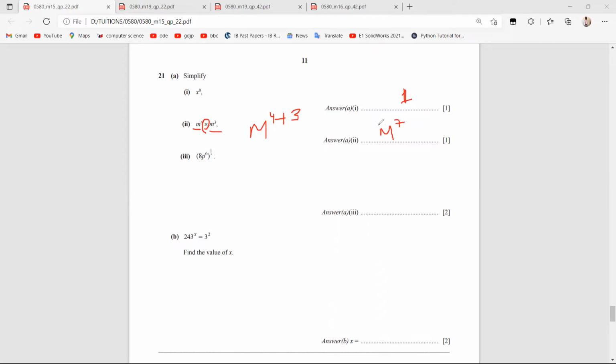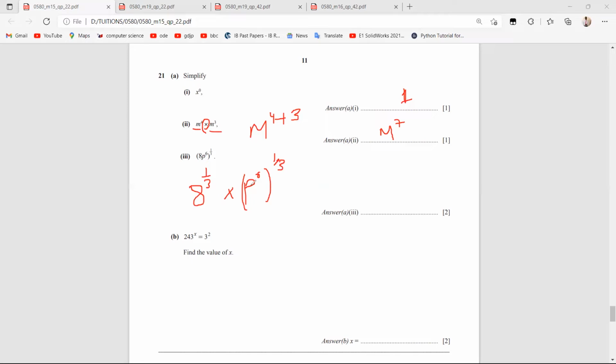In Roman 3, we have 8p power 6, and the whole bracket raised to power 1 over 3, or if you like, power a third. Now, we have to ensure that we distribute the 1 over 3 into that bracket. So we have 8 power 1 over 3 multiplied by p power 6, power 1 over 3, because having 1 over 3 outside the bracket meant that it's for everyone.